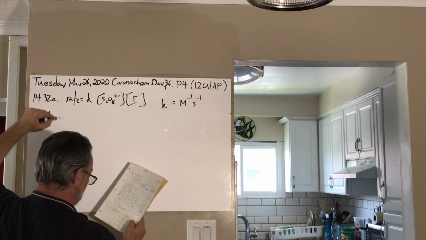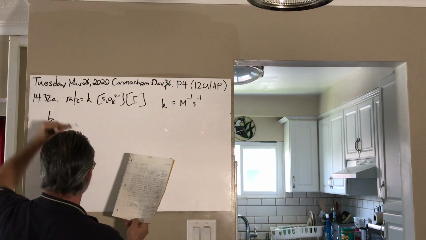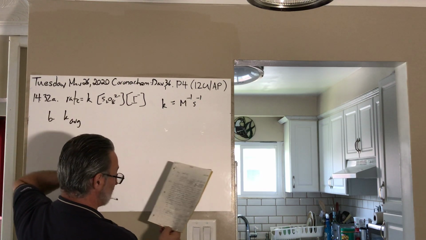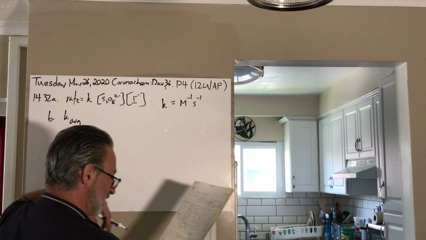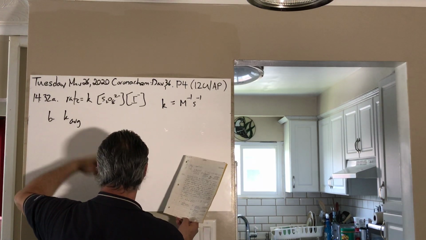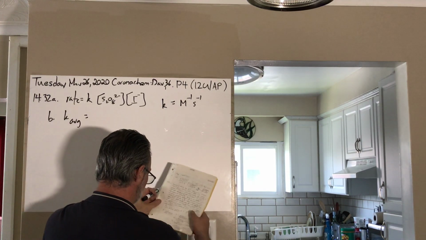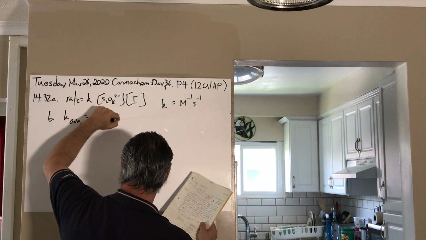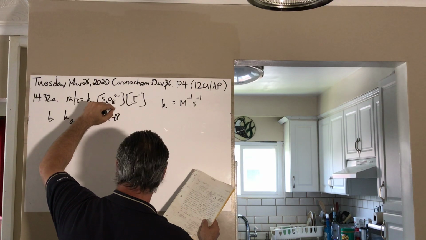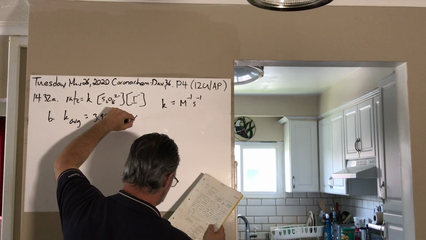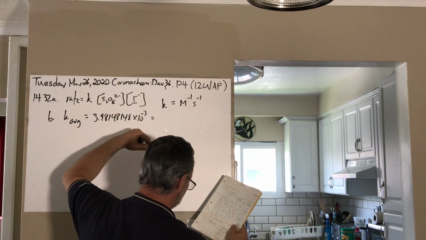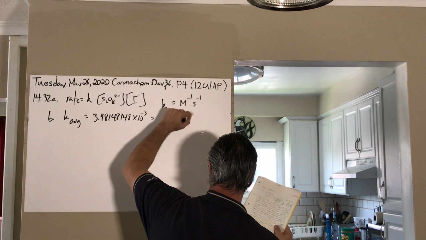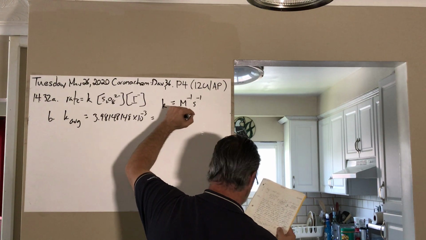For part B, the K average: you're going to do the experiment 4 times. They give you 4 pieces of data. You find the average of all 4 of them. It comes out to 3.98148 times 10 to the minus 3, which basically rounds to 4, because you're only allowed 2 sig figs. So that's what you get.